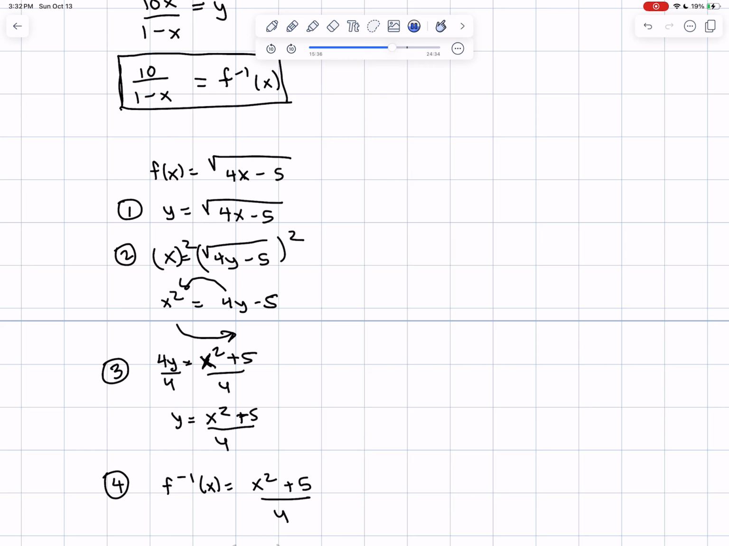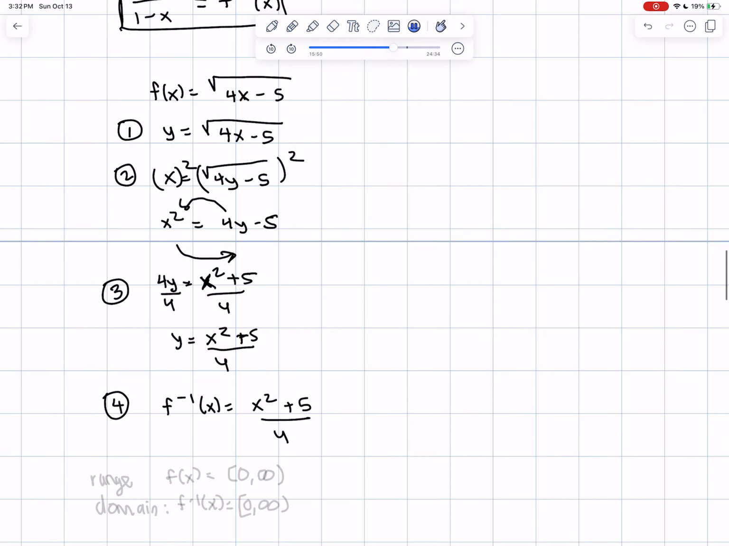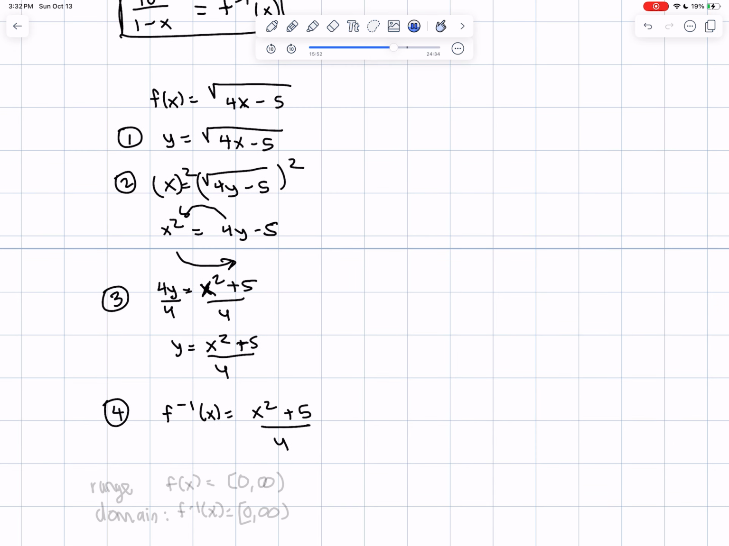And then if we were actually to talk about the domain and range here, let's see. Let's look at an example of this. A square root of a function can never be negative, so the range would be f of x equals 0 to infinity. And that also means that our domain, for f to the minus 1 of x, will just be the opposite of that. So this is our range. This is our domain.